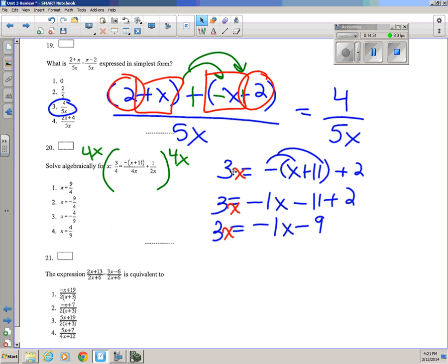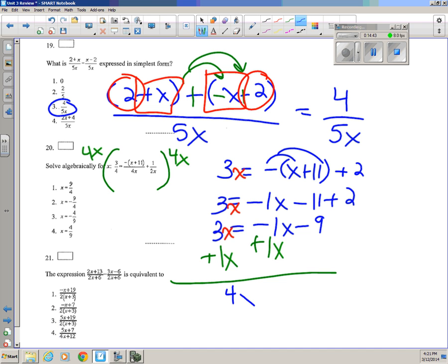So now it's 3x equals negative 1x minus 9. I can't add 9 to both sides. I need to add 1x to both sides. So when I add my 1x to both sides, I'm going to get 4x equal to negative 9. Divide both sides by 4, and x is just this fraction, negative 9/4. That happens to be choice 2.